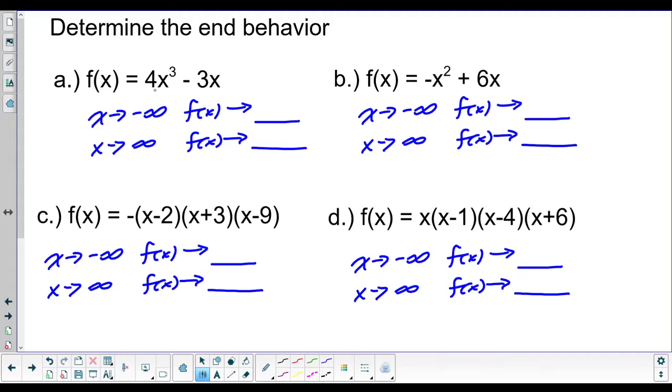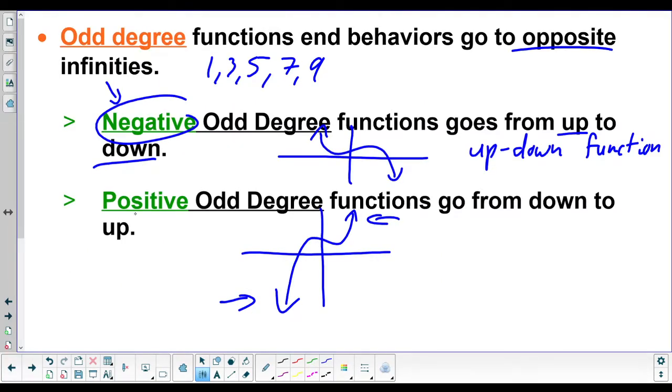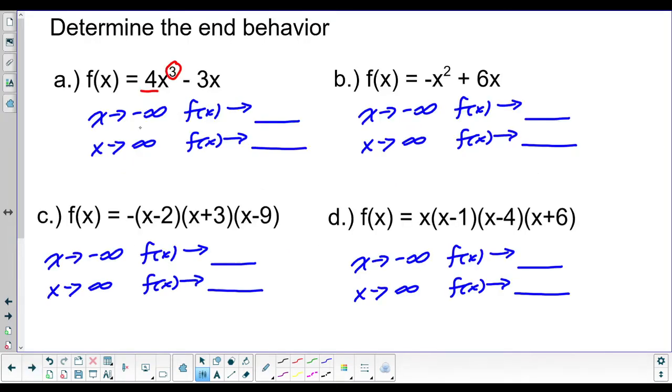So here we have a positive leading coefficient with an odd exponent. So we're looking at the odd degrees, positive. This is going to go from down to up. So this function is going to look kind of like that. Okay. So as x goes to negative infinity, this is the left side. So the left side is pointing down. So that would be negative infinity. As x goes to infinity, this is the right side. We can see the right side of our graph right here is going up to positive infinity.